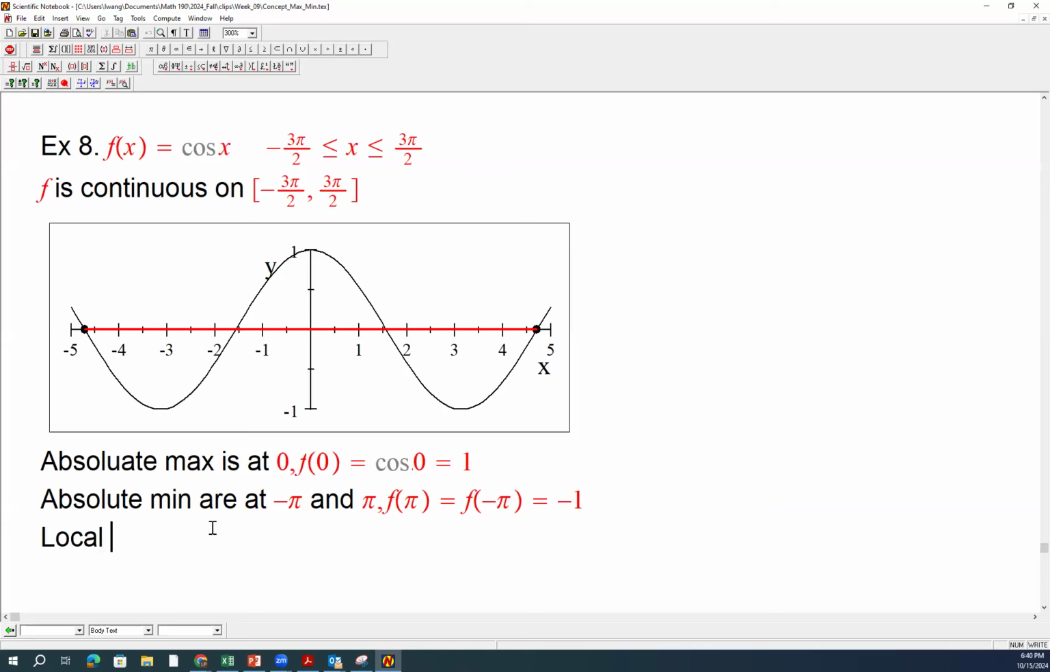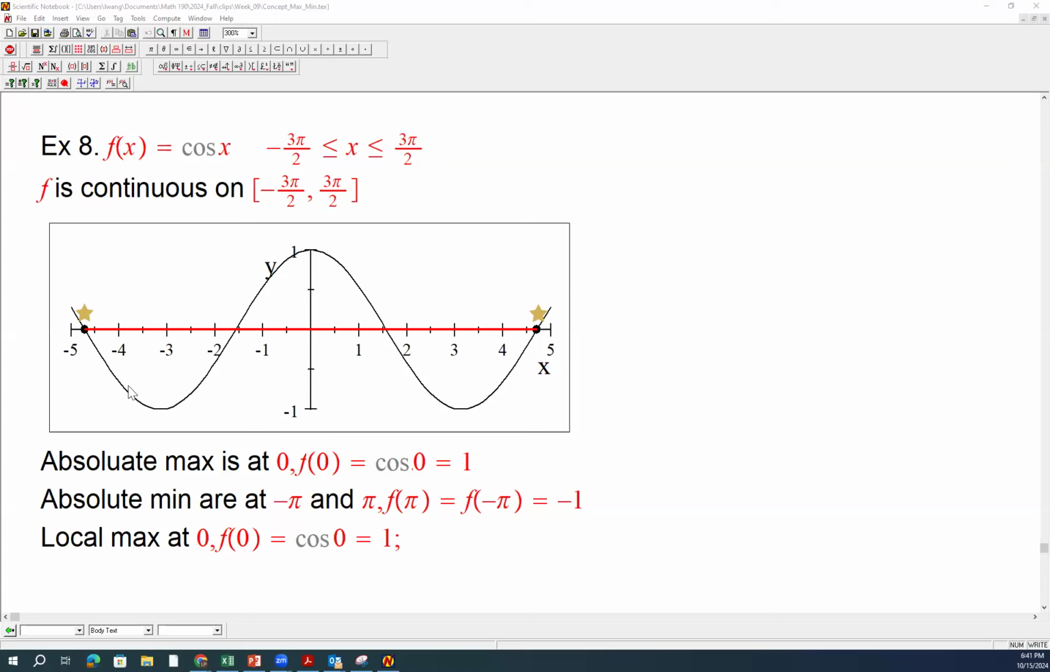Well, local max, the absolute max are local max. Okay, absolute max at 0 for sure. We have more. Do we have more local max? Yes, we have 2 more. Where are they? There's one here. There's one here. These are local max. Okay. You see, they are not absolute max nor absolute min, but they are local max.